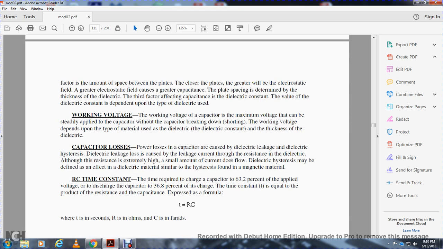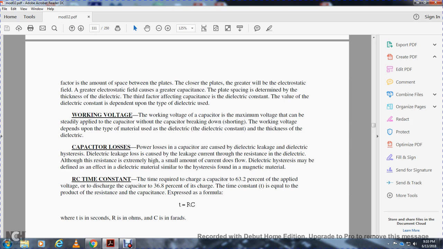Capacitor losses. Power loss from the capacitor is called dielectric leakage or dielectric hysteresis. Dielectric leakage is the leakage of current through the resistance of the dielectric. Although the resistance is extremely high, a small amount of current does flow. Dielectric hysteresis may be defined as an effect in the dielectric material similar to hysteresis found in magnetic material.